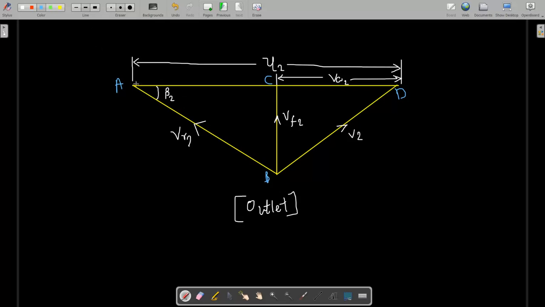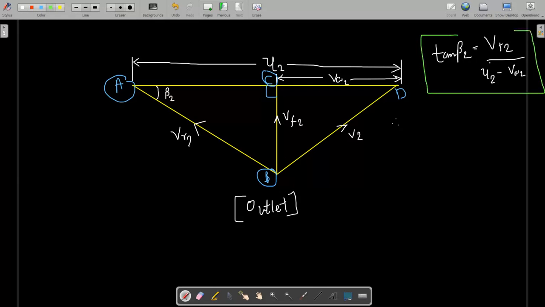Now from triangle ACB, this is 90 degrees. In triangle ACB, we can easily find out that tan beta 2 is equal to VF2 divided by AC. The AC distance is what? U2 minus VW2. So tan beta 2 = VF2 / (U2 - VW2). Give this as equation number 1.